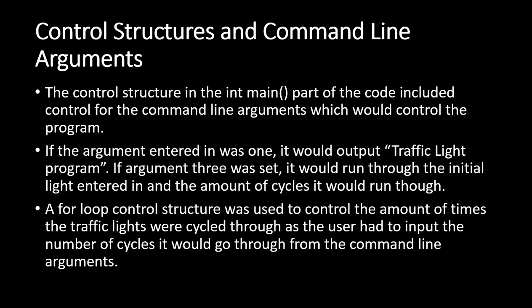So now we go to control structures and command line arguments. The control structure in the int main part of the code included the control for the command line arguments, which would control the program. If the argument entered was 1, it would output the traffic light program. If argument 3 was set, it would run through the initial light entered and the amount of cycles that it would run through. A for loop structure was used to control the amount of times that the traffic light would cycle through, as the user had to input the amount of cycles from the command line arguments.